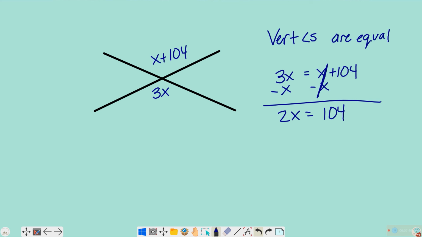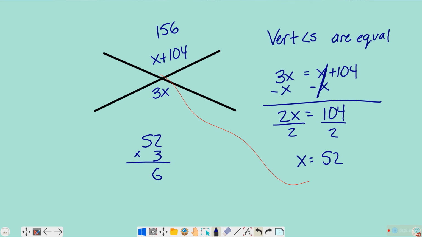Then to figure out what 1x is, I have to split it into two equal groups. 104 split into two equal parts is 52. But I am not finished. I need to plug it back in. If I take 52 and I add 104, I get 156. If I take 52 and I multiply it by 3, I also get 156. So the measure of the vertical angles are each 156.